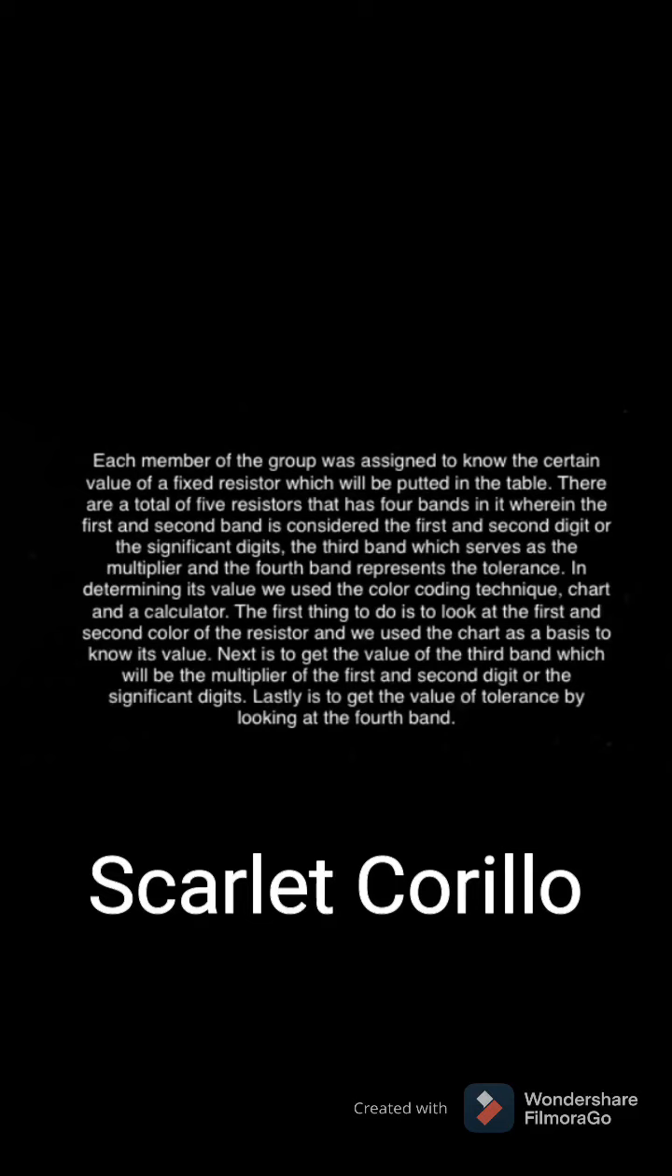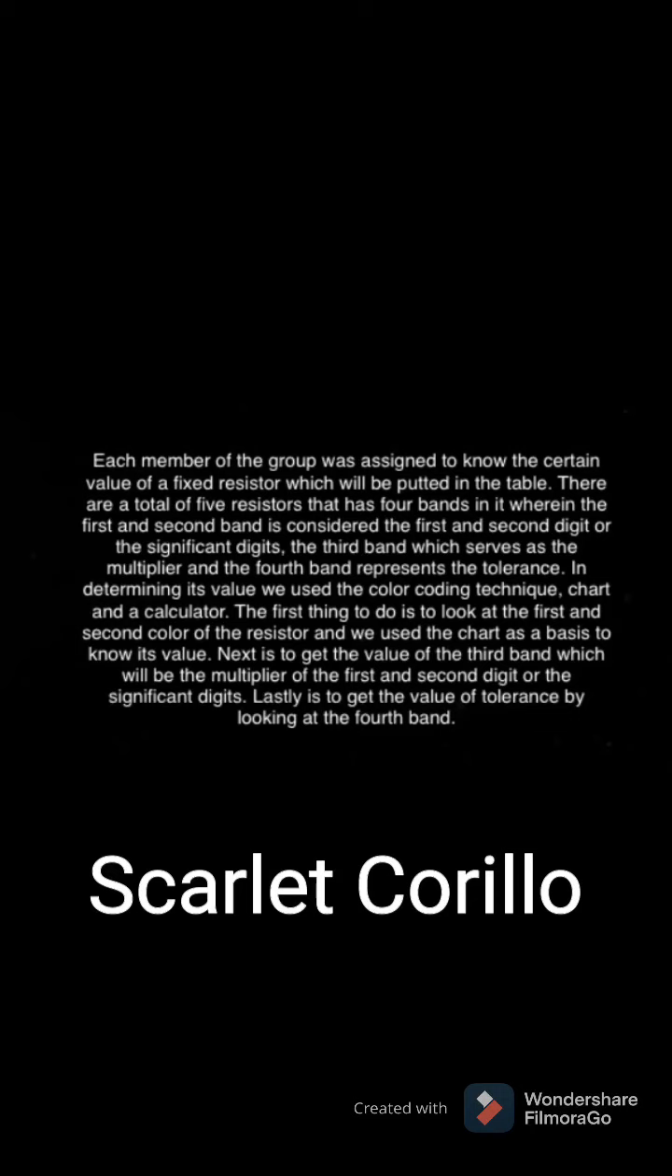Each member of the group was assigned to know the certain value of a fixed resistor, which will be plotted in the table. There are a total of 5 resistors that have 4 bands, wherein the first and second band are considered the first and second digits, or the significant digits. The third band serves as the multiplier, and the fourth band represents the tolerance. In determining its value, we use the color coding technique, chart, and the calculator.